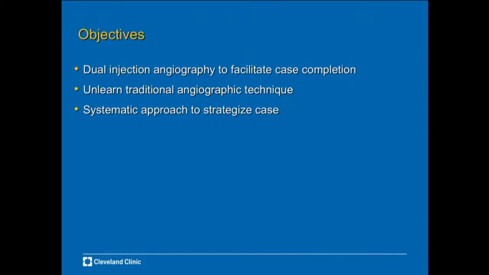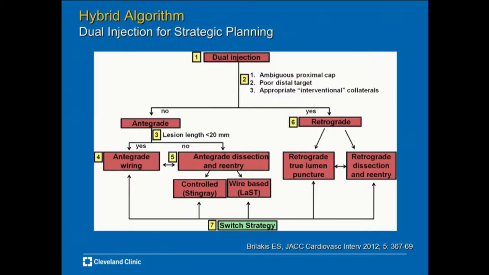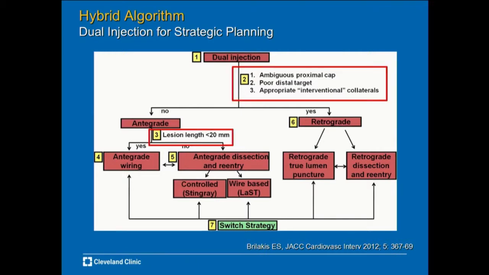doing these procedures successfully. This is a hybrid algorithm, which most people are quite familiar with. There are 4 parameters of the hybrid algorithm. First of all, step 1 is the dual injection. So that's what we're here to talk about. But there are 4 anatomic parameters outlined in the hybrid algorithm, and we'll spend the next several slides going over specific examples of these.